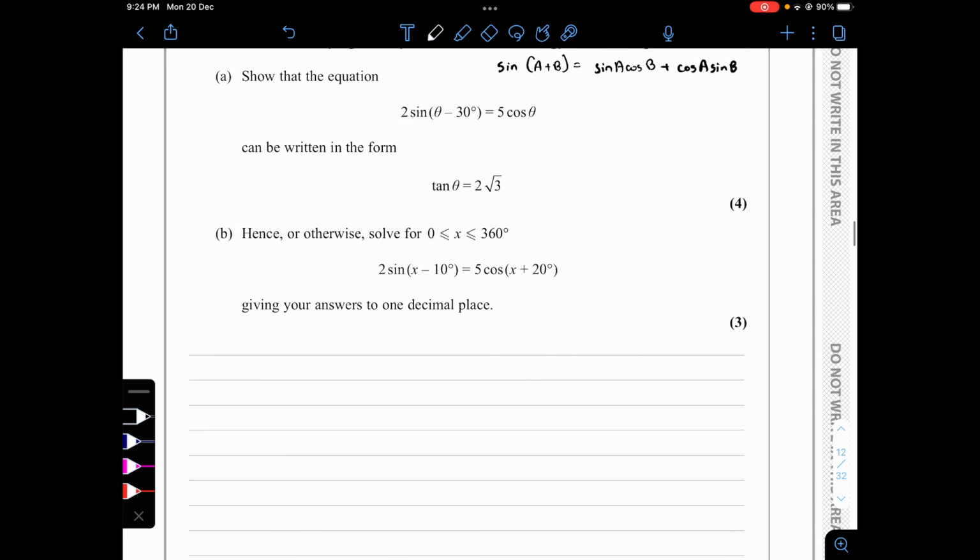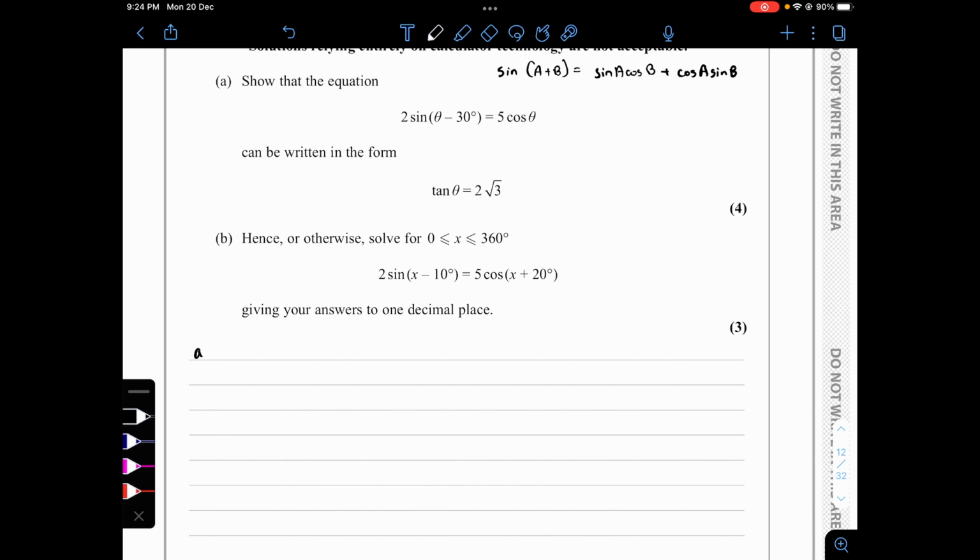So let's expand. So part A. These questions are quite lengthy because of the proof questions.